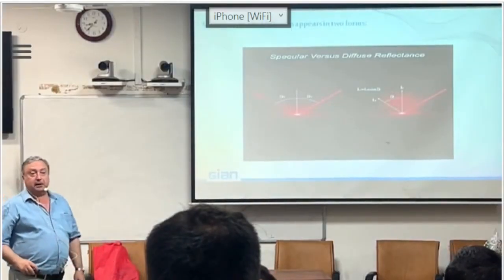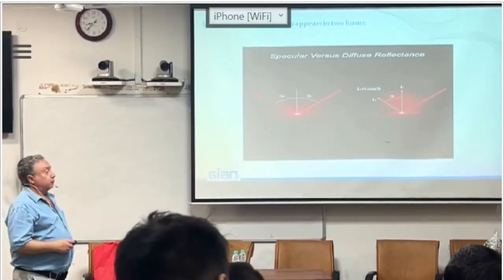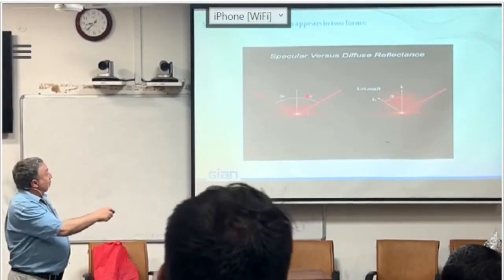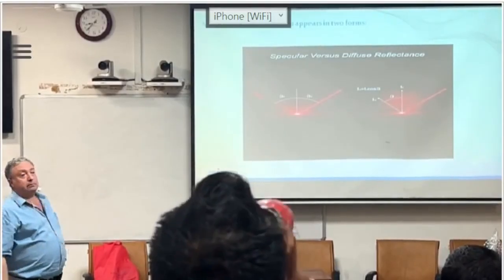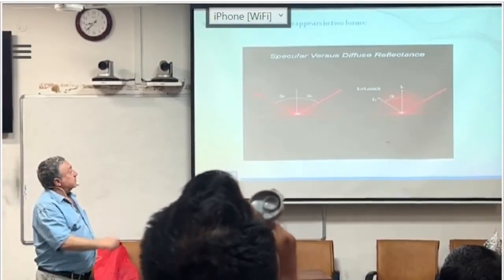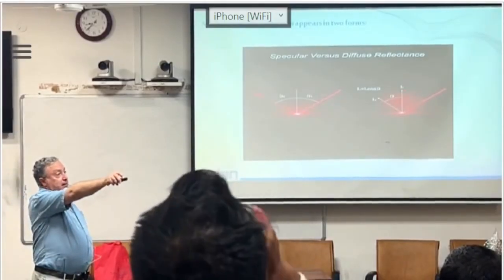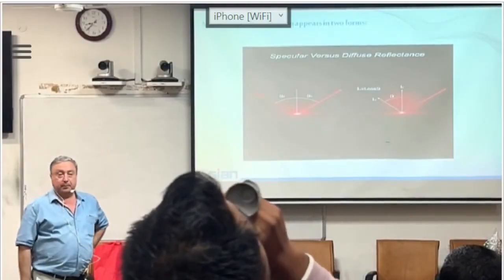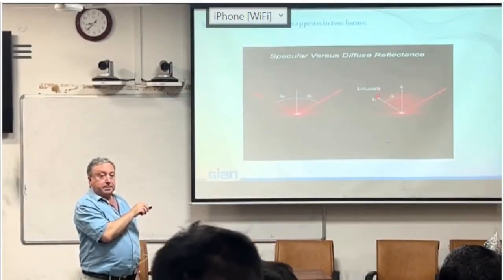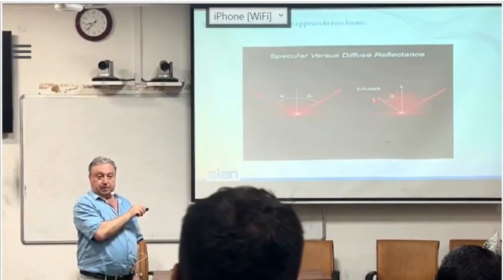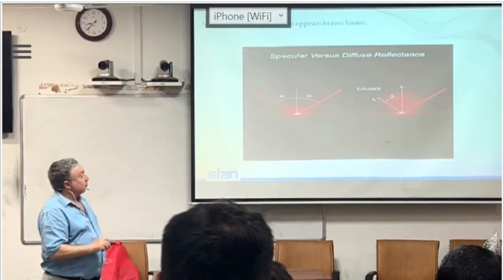However, in reality, in the macroscopic world, we have two types of reflection. One is specular, the mirrors, against diffuse. What happened here? This is diffuse reflection. But in physics, only specular exists. Diffuse is just a macroscopic effect, and I will explain why.